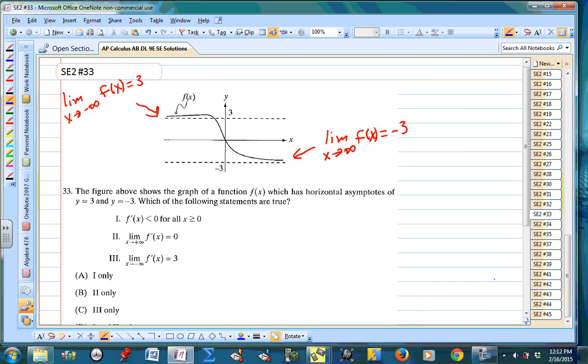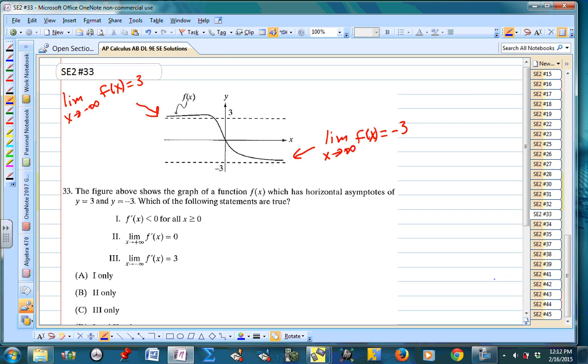In problem number 33, we're given a function and we're asked to find which of three statements are true. Now let's review. When you have a horizontal asymptote, you're talking about the limit as x approaches infinity if we're going to the right, or as x approaches negative infinity if we're going to the left. We wrote down some information. Now I think this problem's a little bit tricky, and we'll see why in a minute.